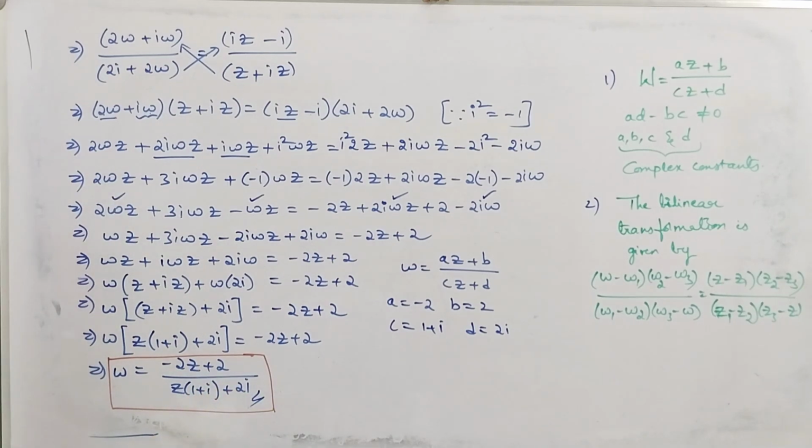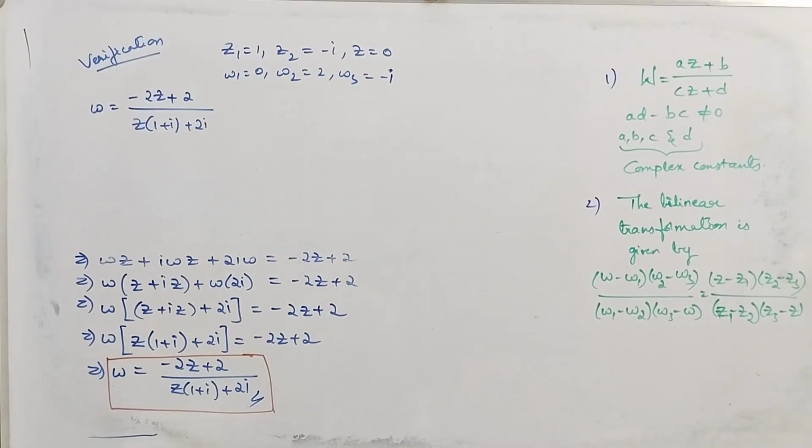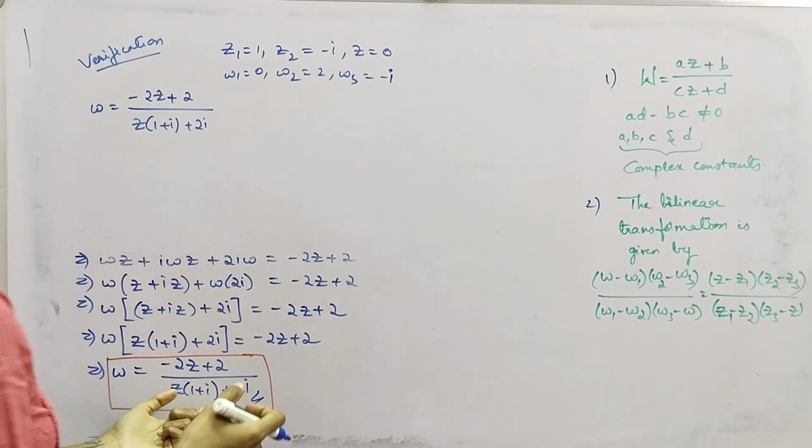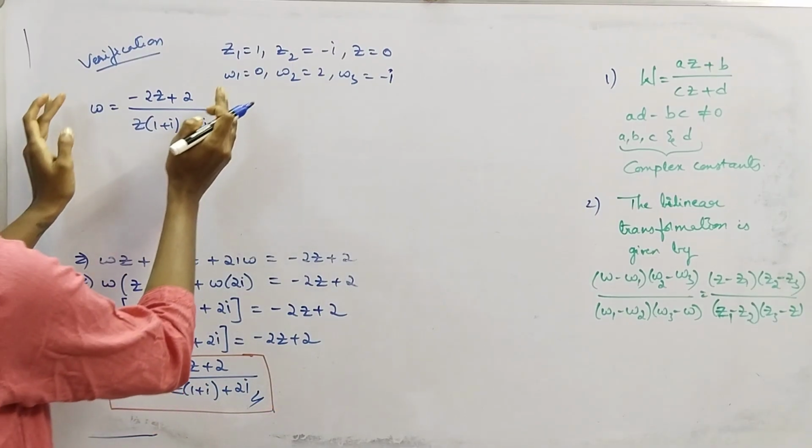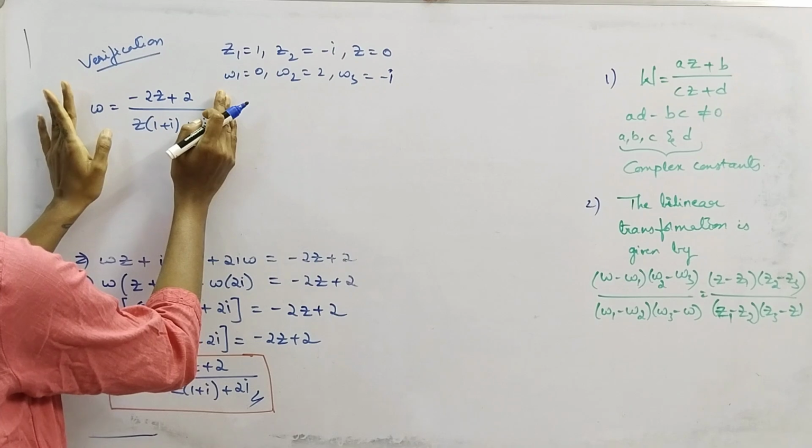Okay, let's see whether the answer is correct or not. How will you check whether the problem is correct or not? Just substitute the values of z, then you'll get the corresponding omega value. Okay, we'll see that. I'll show you for one problem. Now let's see the verification part. We'll check whether our answer is correct or not. Okay, the transformation is correct or not. Fine. This is our transformation. This is the transformation we got, right?